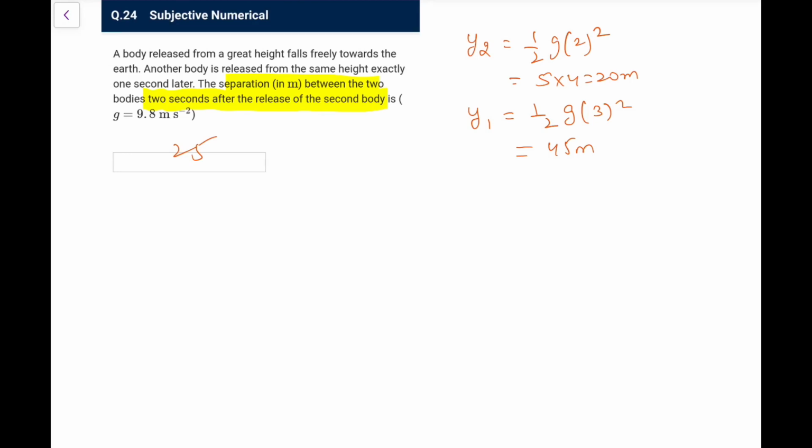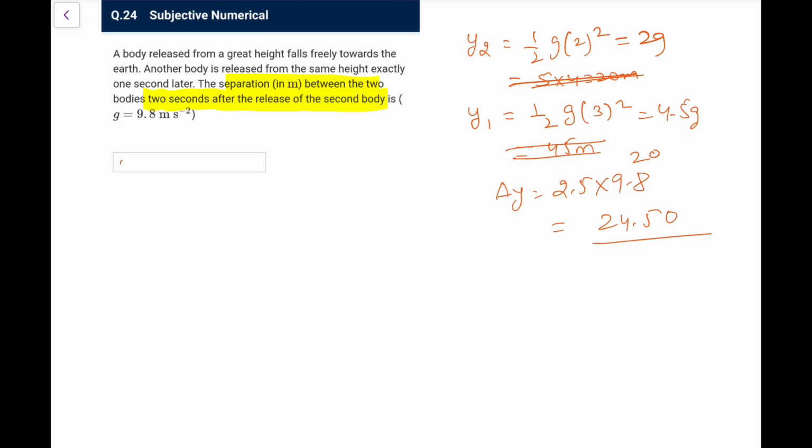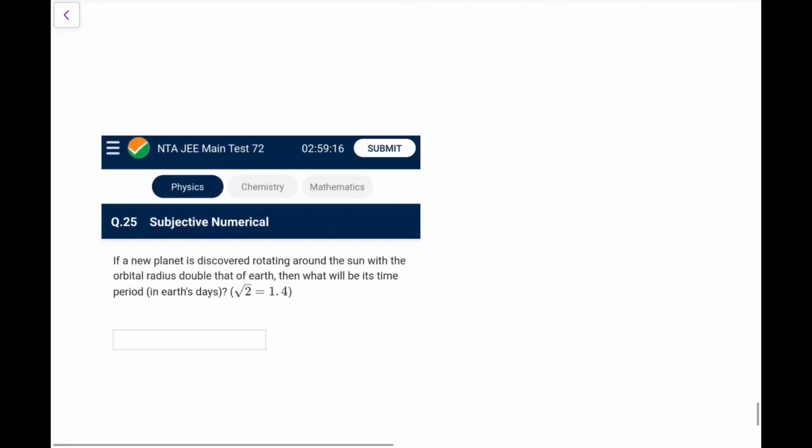If I do this, you have to convert it into g. So just put it into g only: it is 2g, and this comes out as 4.5 g. So the gap would be 2.5 g. G is 9.8. 25 8s are 200, 25 9s are 225, and 22.45, so it is 24.5. So go for 24.5 meters for this particular case.